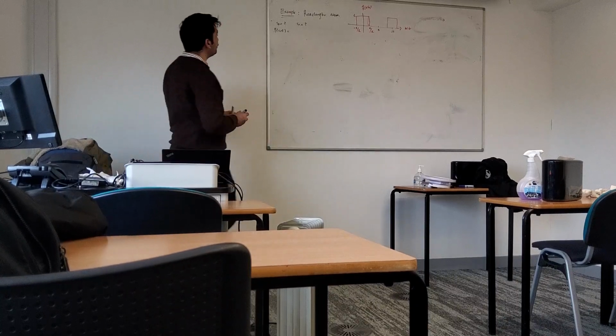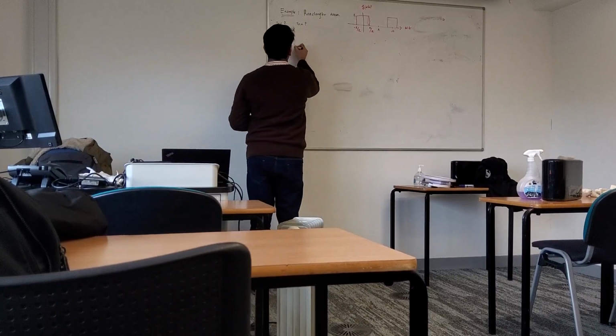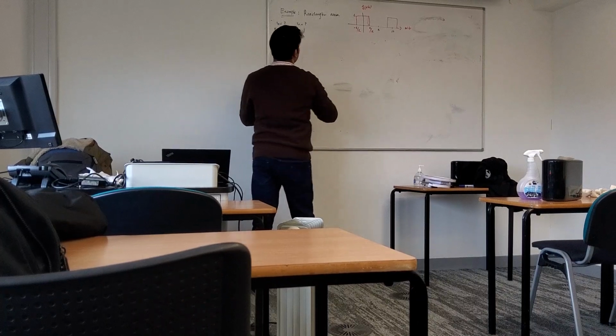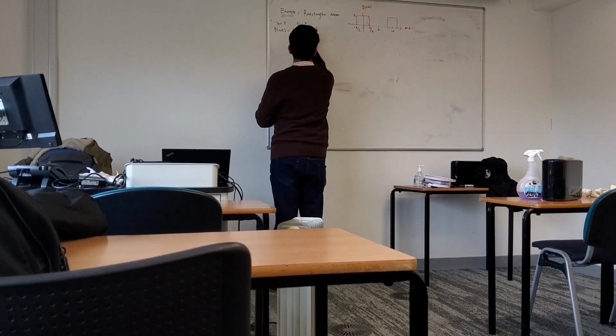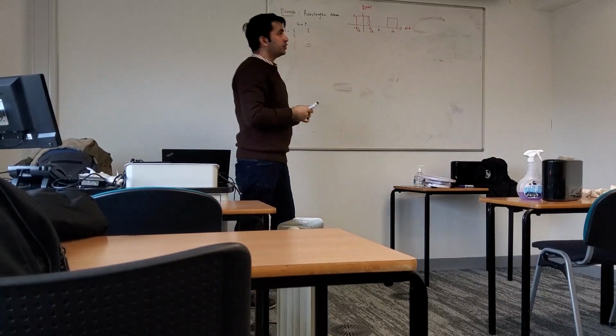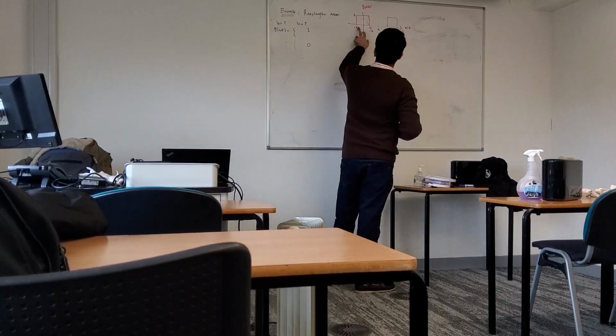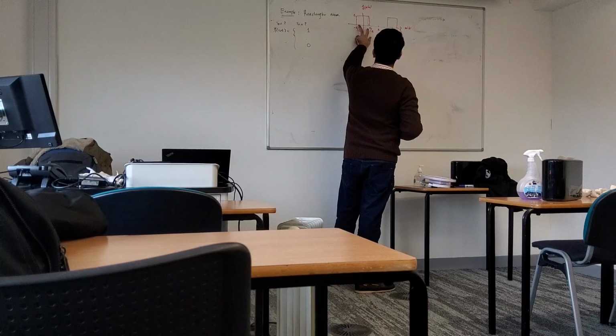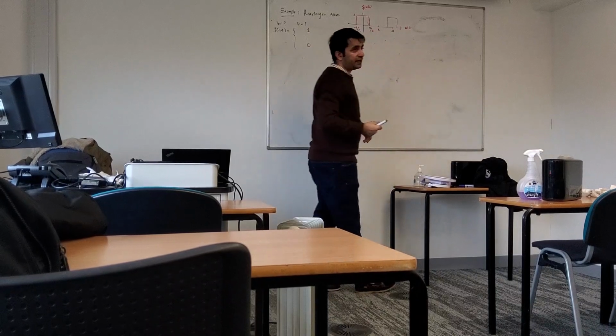So what is the value of the function? We can easily see that the function has value 1 and it has value 0. You can see that it has value 1 from minus pi by k to pi by k.